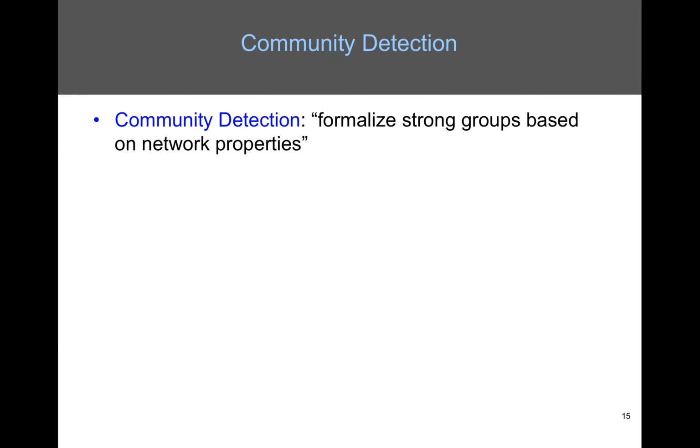So because interactions are important, you can use all the concepts that I have taught you so far, all the concepts of network science, and use that to formalize what it means to be a strong community or a strong group.